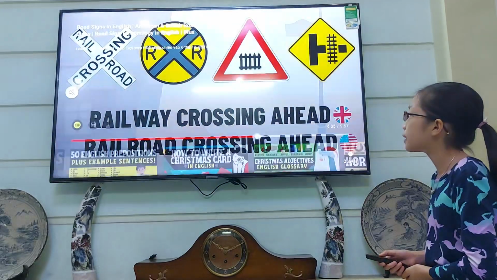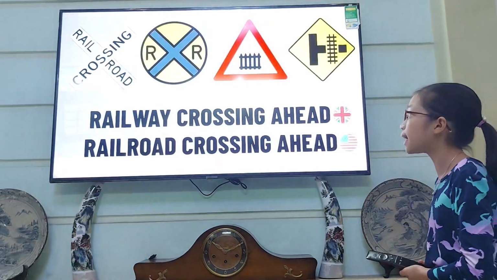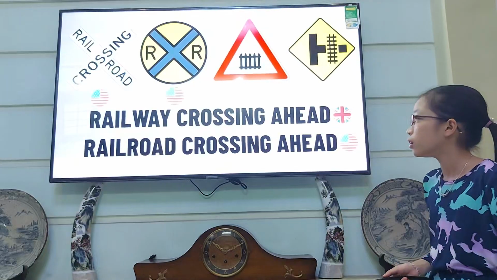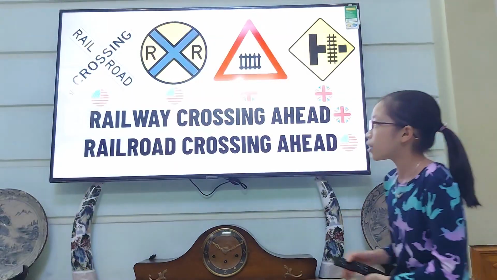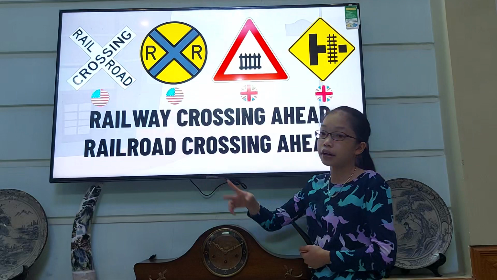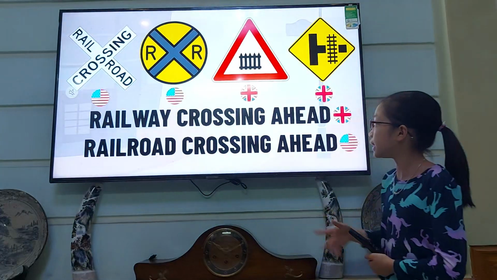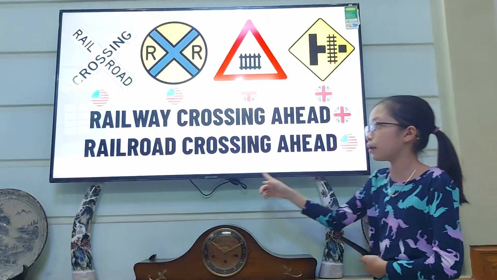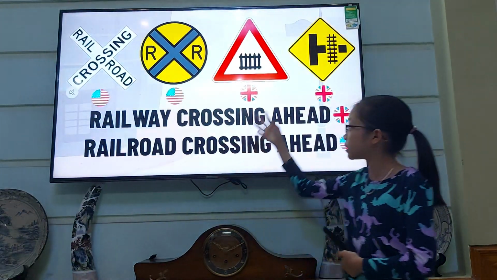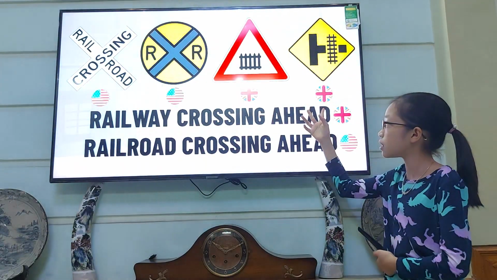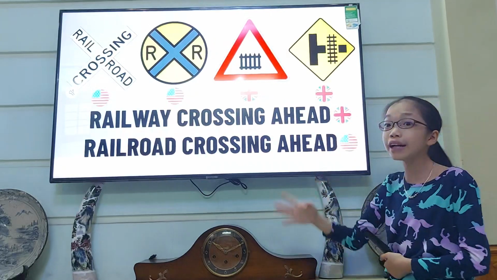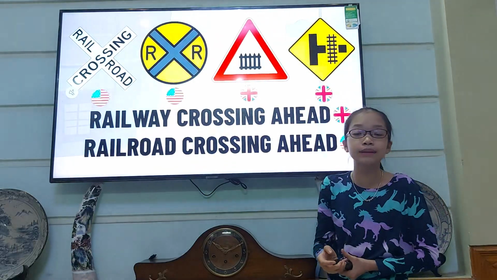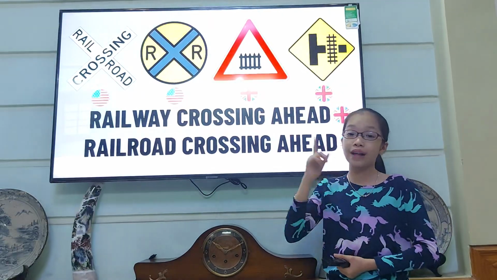And here, these are 4 signs in different countries. Let's see what country they are. Okay, so here, let's see. Those 2 first signs are in American English, and it is the railroad crossing ahead. Remember, railroad. But these 2 signs are in British English. Railway, yeah, railway crossing ahead. So the difference between these 2 is road and way.